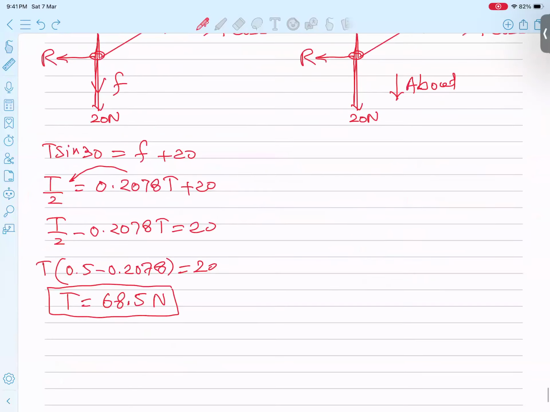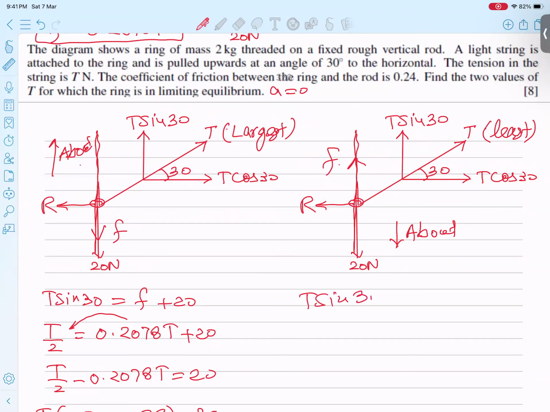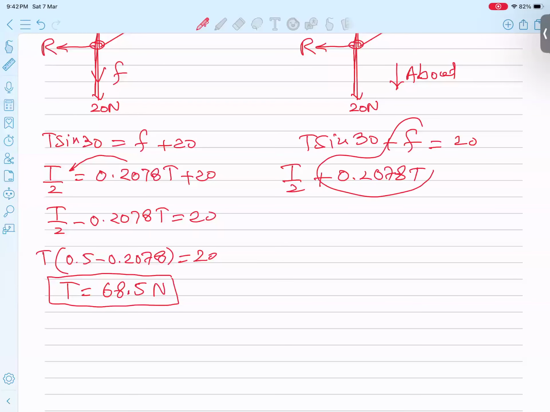Okay, and now I'm going to do the same story here. So this plus this is equal to 20. So I'm writing here T sine 30 plus friction equals 20. Now I'm going to do the same story, and sine 30 is a half, so T over 2, and the friction value remains the same, 0.2078 T, because this and this are the same. This will not change. So F is equal to mu R value, equals 20. And what is common from here? 0.5 from here, 0.2078, and equal to 20.